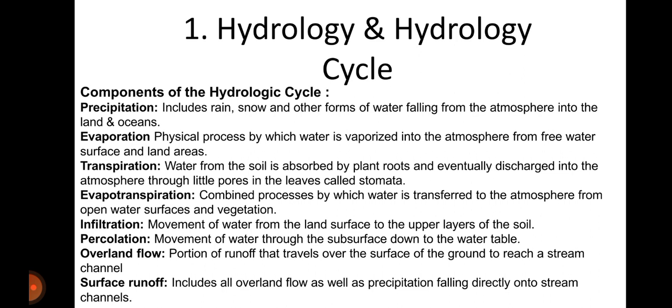Then the overland flow: the portion of the runoff that travels over the surface of the ground to reach a stream channel is called overland flow. The last one is surface runoff, which includes all the overland flow as well as the precipitation falling directly onto stream channels. So these are some of the components of the hydrologic cycle.